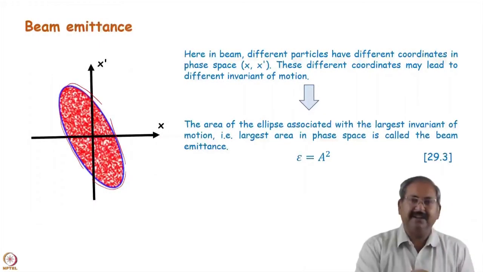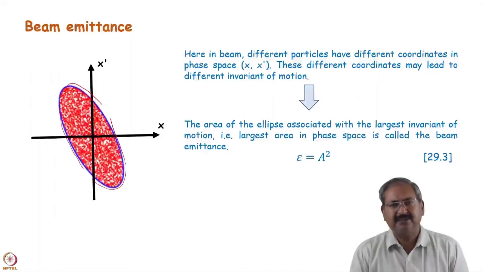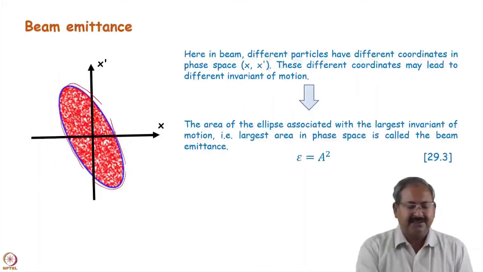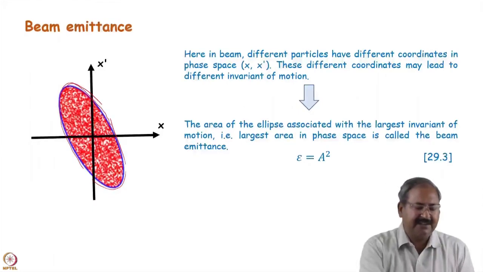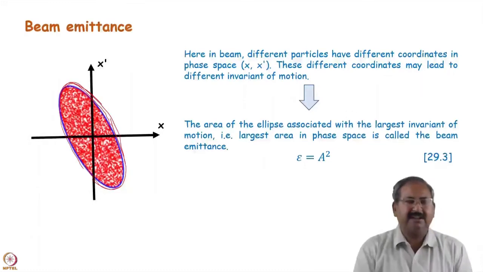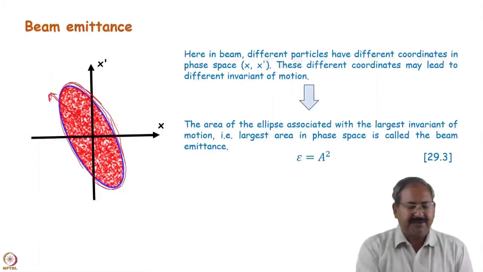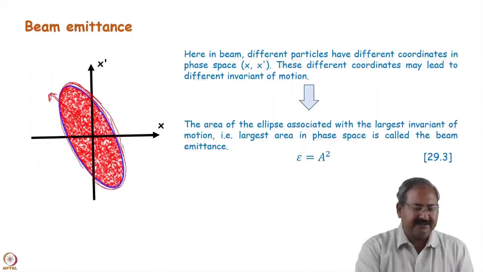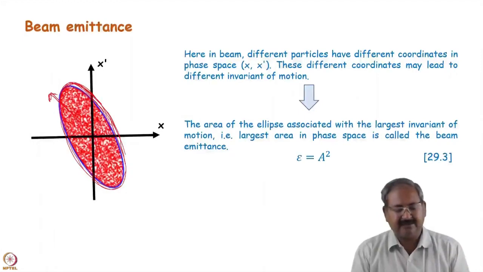Suppose there are many particles in a beam, and each particle has its coordinates x, x prime, and these coordinates may lead to different values of invariant of motion, a1, a2, a3, like that. So we choose the particle which has the largest invariant of motion, and this particle bounds all the other particles inside it. It means this particle will never come outside of this ellipse. So this largest area, which is defined by the outermost particle at a certain location, is known as beam emittance.